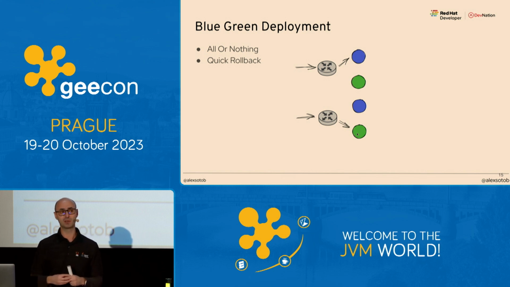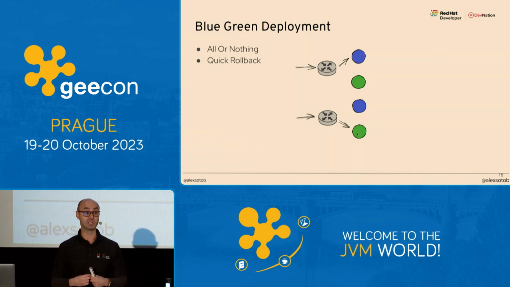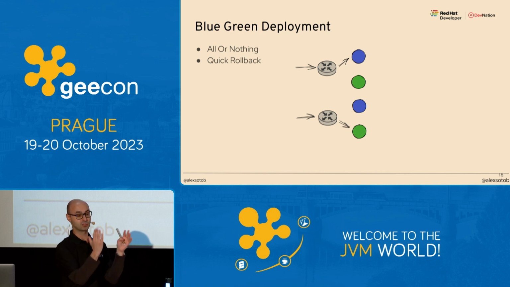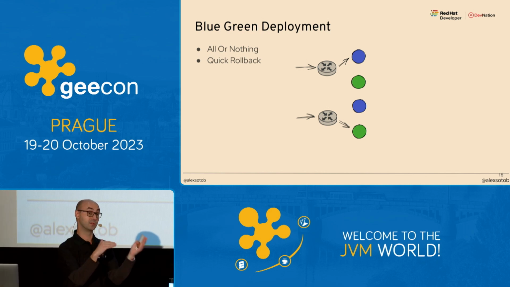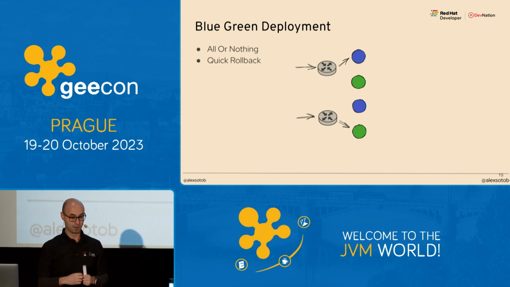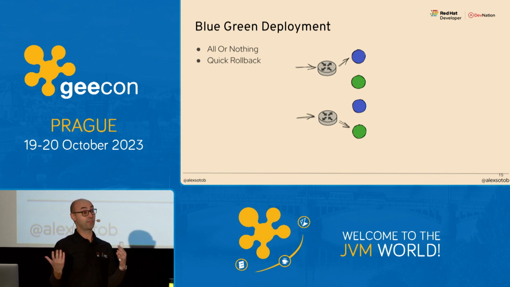That technique was really useful when we got virtual machines, because the blue was one virtual machine, the green was another virtual machine, and then we can just go back from one version to another, from one virtual machine to another virtual machine. As you can see, it was all or nothing. So it was like, okay, now it's V1, and now it's V2. All the traffic goes from V1 to V2.